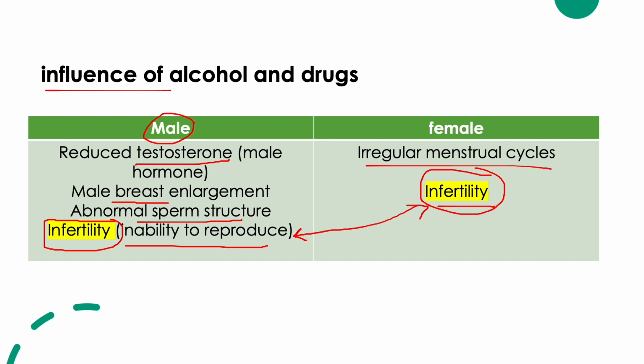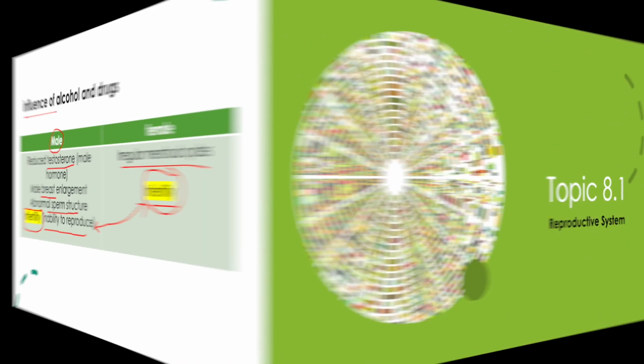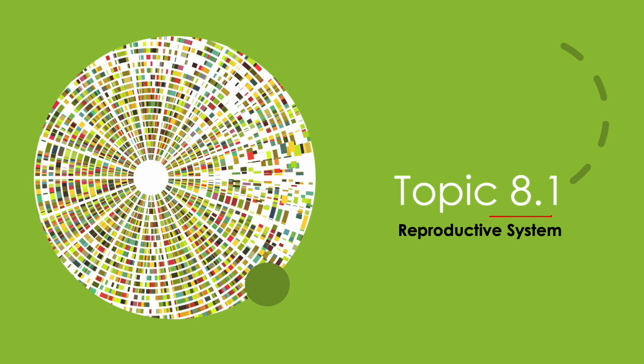Now we will jump to chapter 8 and topic 8.1. Topic 8.1 is about the reproductive system. We will look into the male and the female reproductive system. So let's first have a look at some important terminologies.